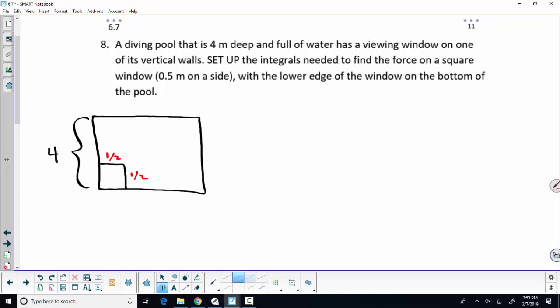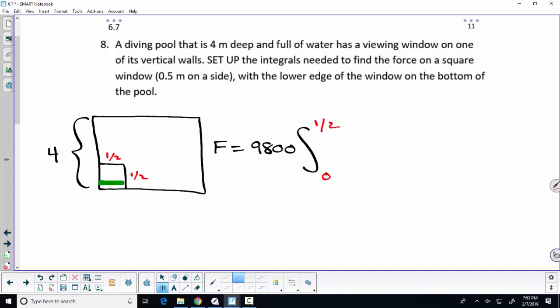Keep in mind, what we're measuring is the pressure on the viewing window, not the pressure on the entire structure. So our cross sections are just going from here to here. Would anyone want to take a shot at what the force function would look like? What would the bounds be? 0 to 1/2, right? Do y'all agree? Yeah, because that's the bottom of the viewing window, and the top of the viewing window is 1/2.